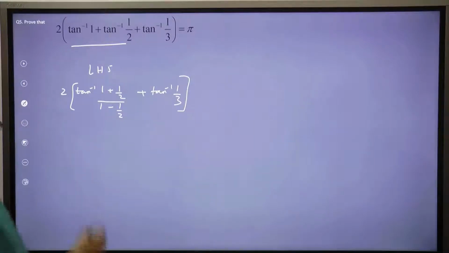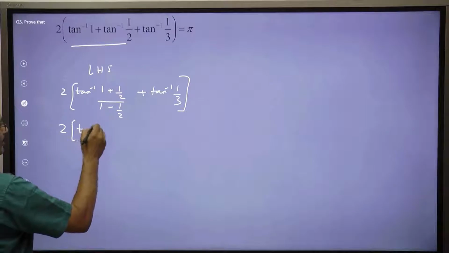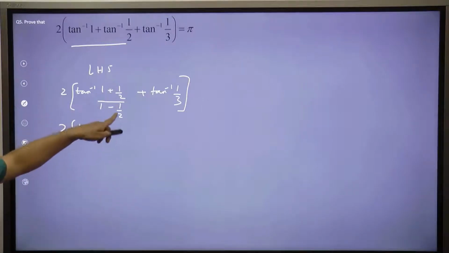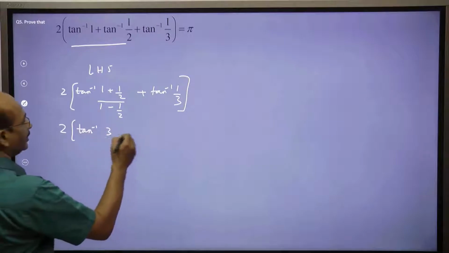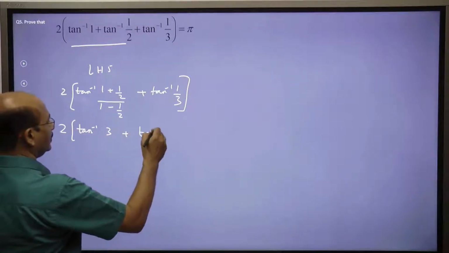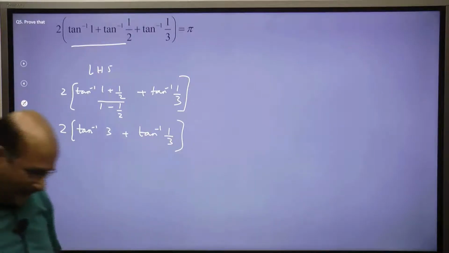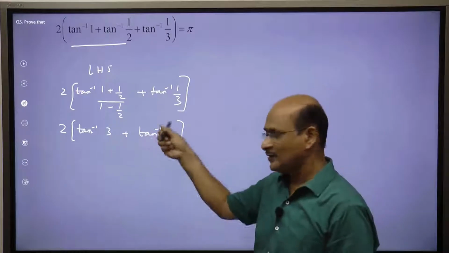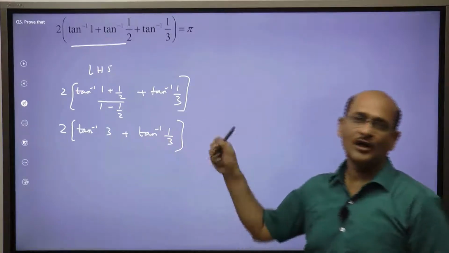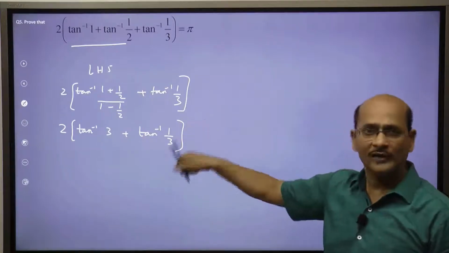Okay, great. So what happens now? This will become 2. This will become tan inverse of (2 plus 1) by 2, and 1 by 2. So 3 by 2 and 1 by 2 gives tan inverse 3 plus tan inverse 1 by 3. Now, one more pattern of the question says I can again apply tan inverse x plus tan inverse y and go further. Just now in the previous question, I shared with you, tan inverse x is cot inverse 1 by x.